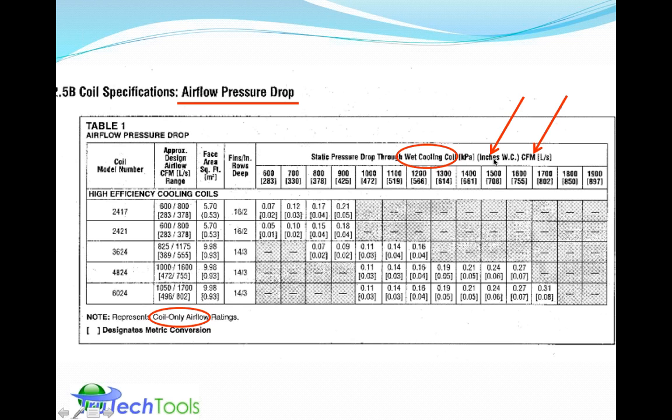2 things that you're going to get out of this are the inches of water column and the CFM. Where you see this information, the inches of water column is shown up here in the top, and the CFM is shown across the table here. You also have kilopascals. They've made these tables for international purposes, so you have kilopascals and liters per second. The kilopascals will be the second number in brackets here, and the liters per second, that's the airflow in metric, basically.